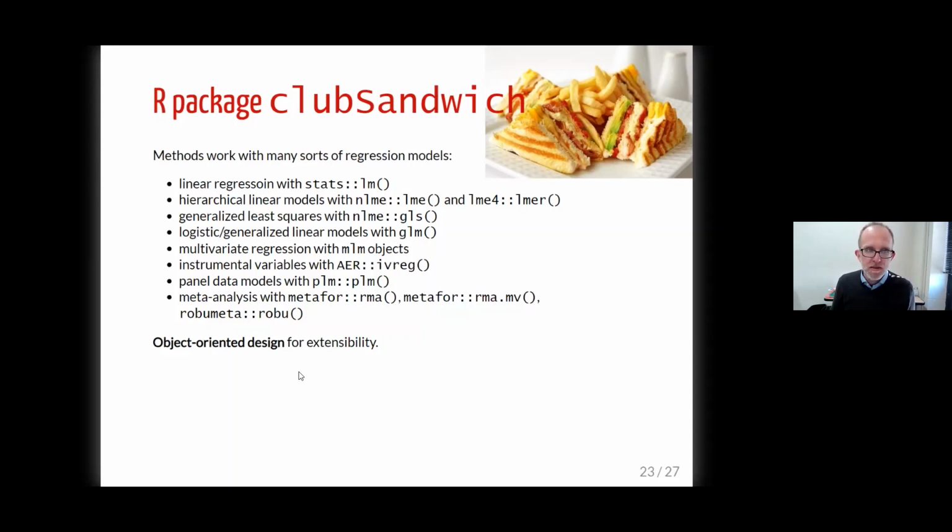In fact, I've gotten requests for a number of other types of models where it would be useful to have clubSandwich standard errors. So I now have a pretty healthy to-do list of further directions for extending the package. If you have ideas about that, or models where you'd like to see extensions, feel free to hit the GitHub repository for the package and leave a comment or a suggestion.